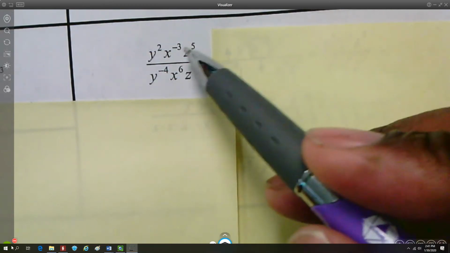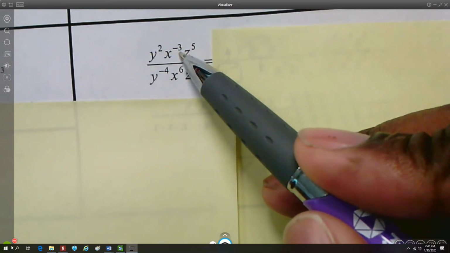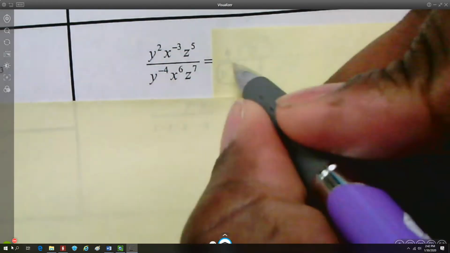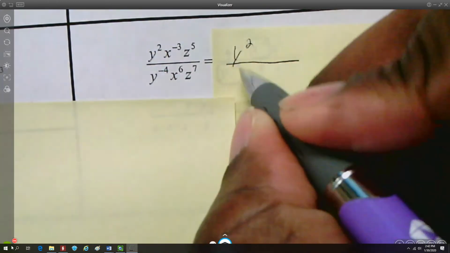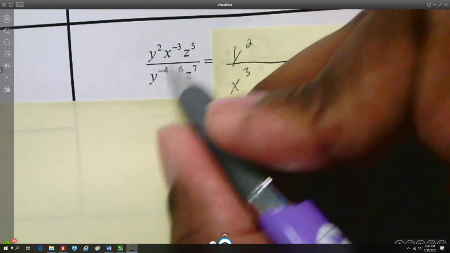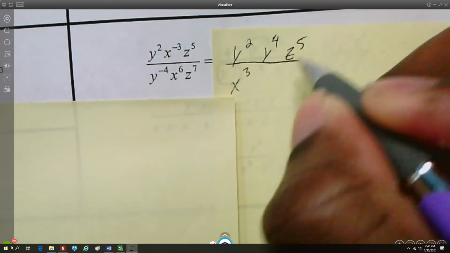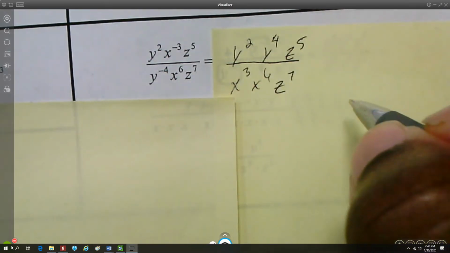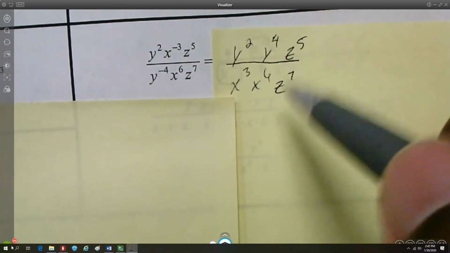So to simplify this, negative exponents mean they're on the wrong side of the division bar. So every one of these with negative exponents, I could begin by moving to a different side of the division bar. If we wrote this, it would be y squared still on top. X to the negative 3 becomes x to the positive 3 on the bottom. Y to the negative fourth becomes y to the positive fourth on top. Z to the fifth is already there. X to the sixth doesn't move, and z to the seventh doesn't move. And this is the new expression after I've dealt with the negative exponents.